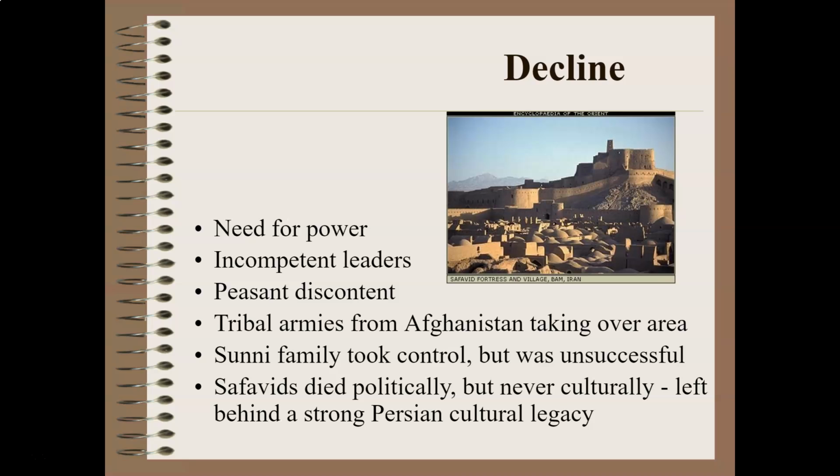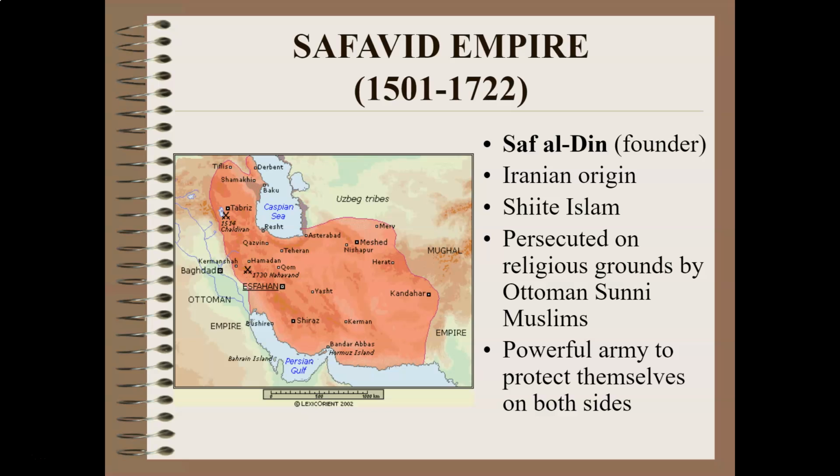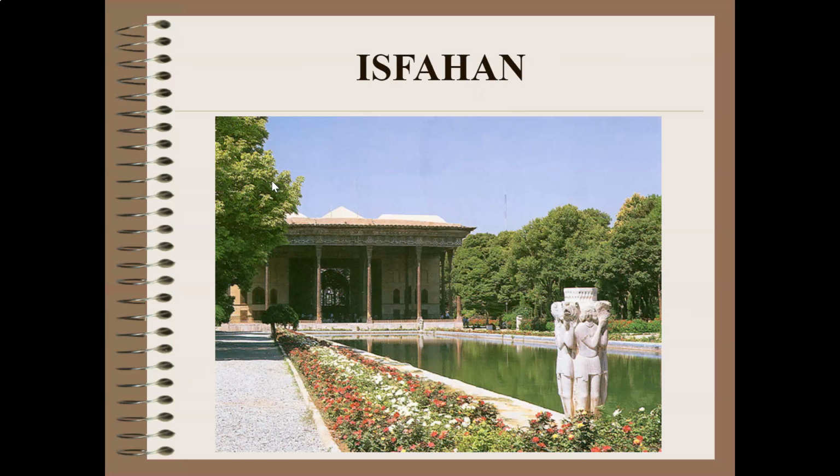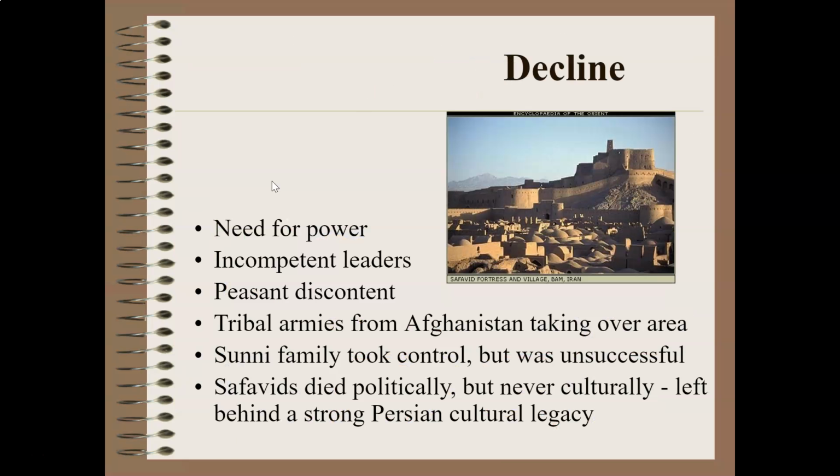All right, so now let's talk about their decline. Well, their decline was their need for power. They wanted to continue to expand, but think about what we're talking about here. You have the Ottoman Empire here to their west, you have the Mughal Empire to their east, and then there's really kind of inhospitable lands here to their north, and they're kind of hemmed in, so they need power and need to expand, but they have two very powerful empires on their sides.